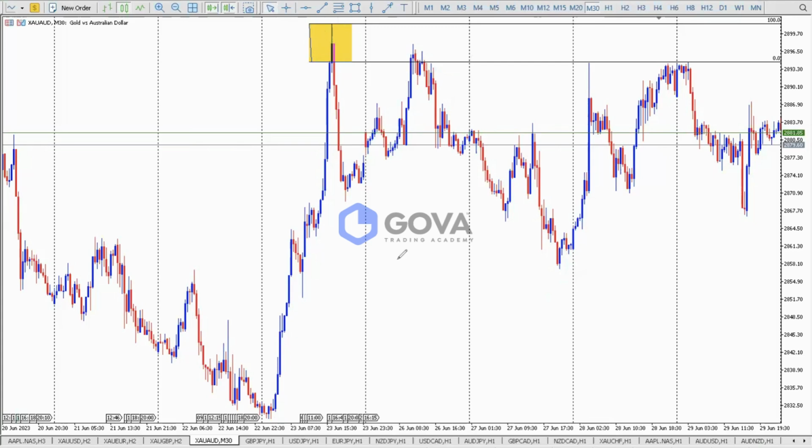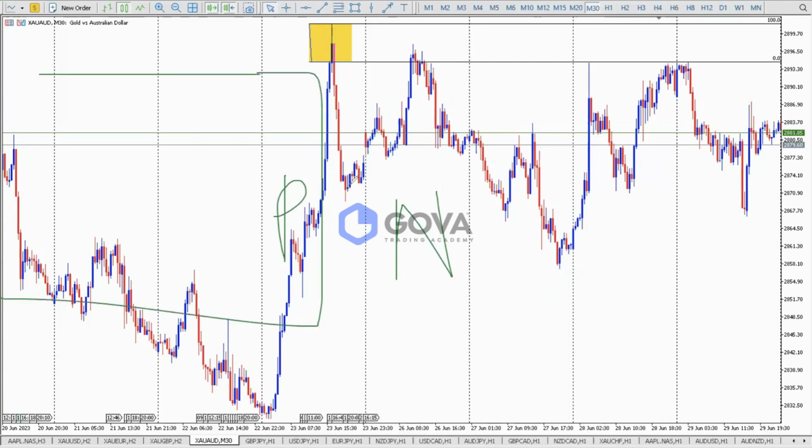So remember, this is the new week, and this area is the previous week. The new week opened from here. Markets then went up and then came down.